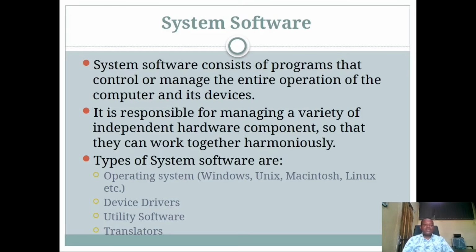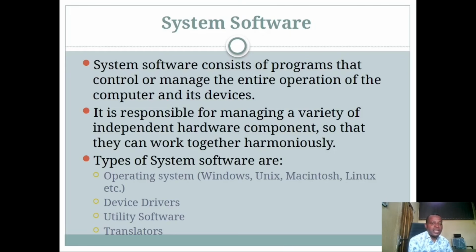The next one is device drivers. Device drivers are system software that manages interaction between the operating system and installed hardware devices. We have utility software as another type of system software. Utility software is software for housekeeping operations within the computer system, like scan disk and disk cleanup. All these are utility software.